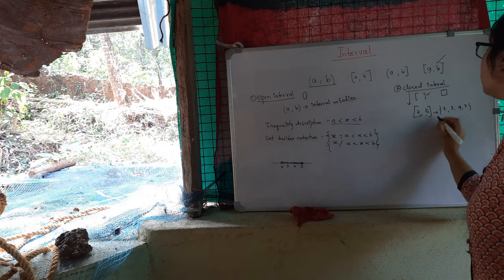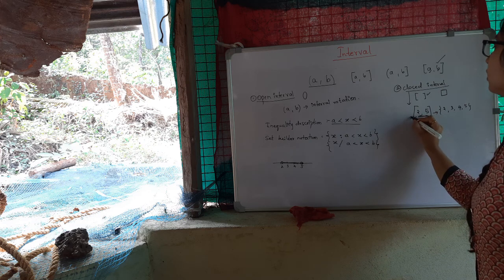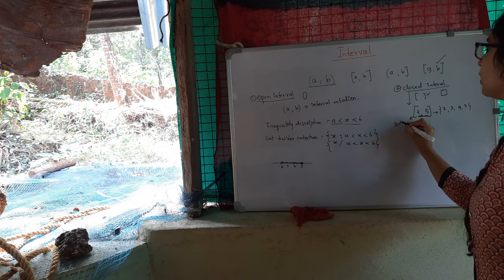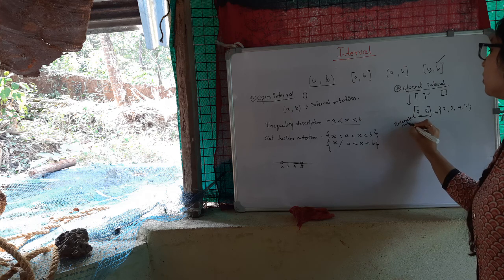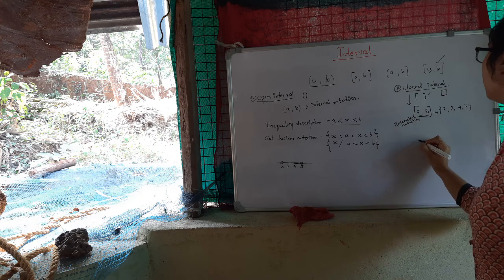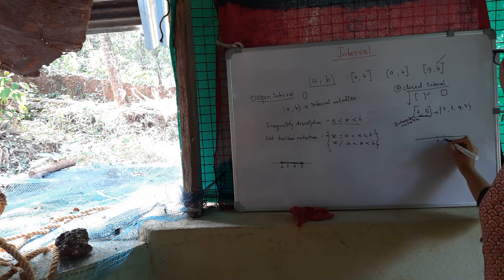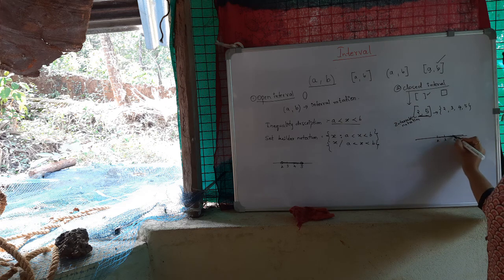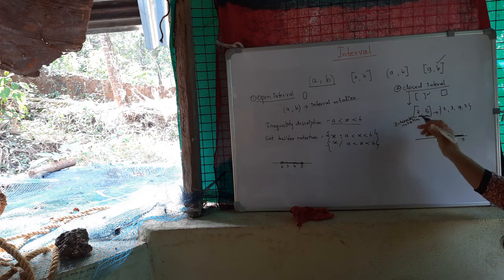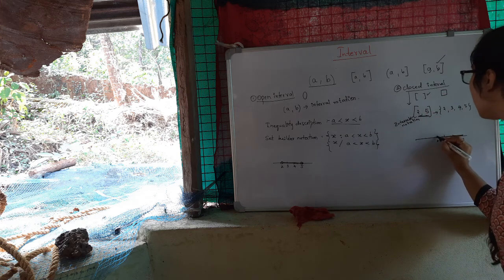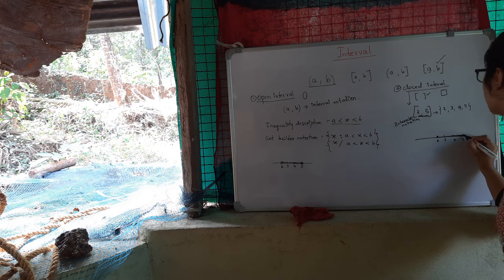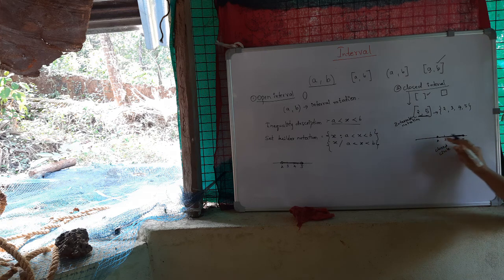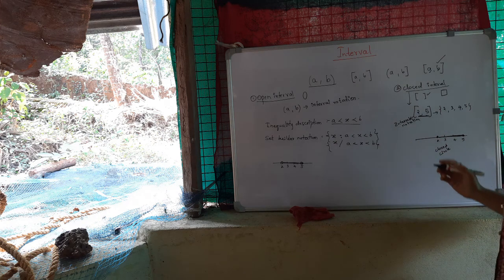So this will be your interval notation. On number line, you have 2, 3, 4, 5. So you have a thick line to represent the numbers. And since 2 and 5, the endpoints, are included, I'll be representing it with a closed circle. So thick line and a closed circle. So this is the number line or the graph representation.